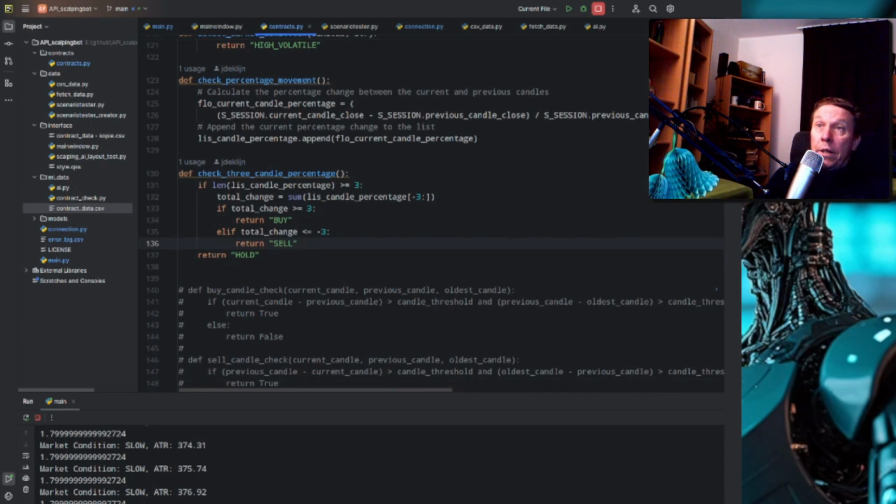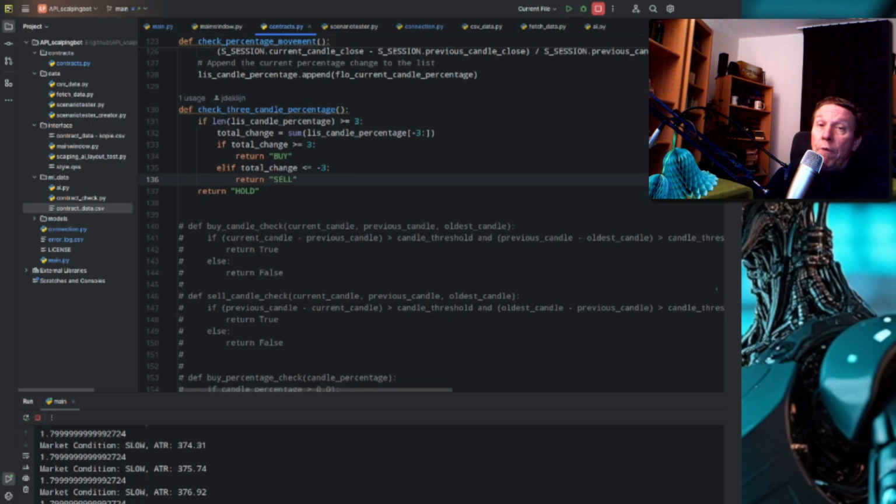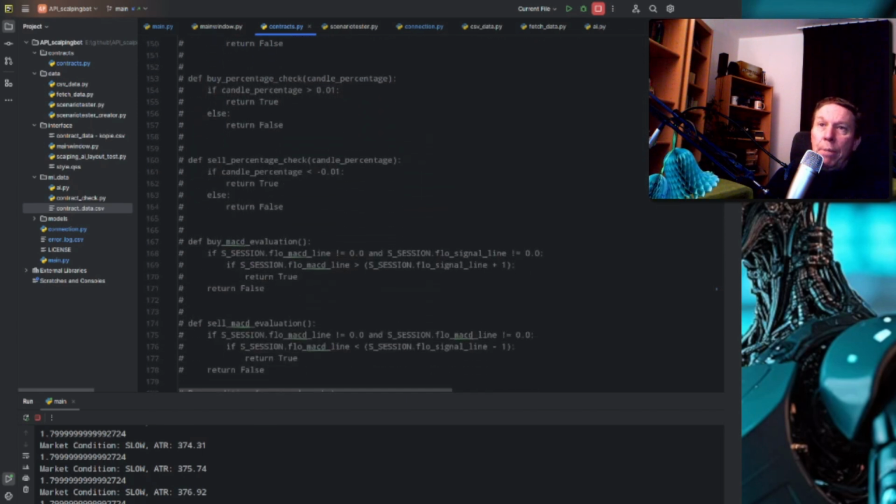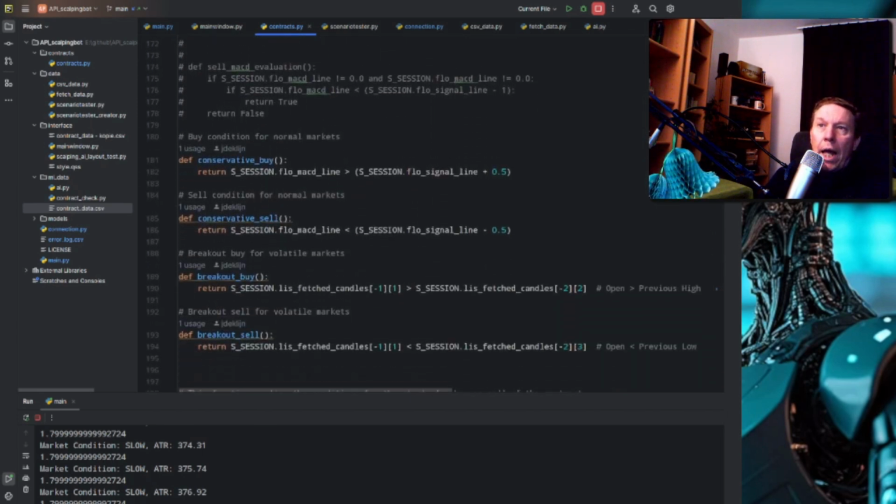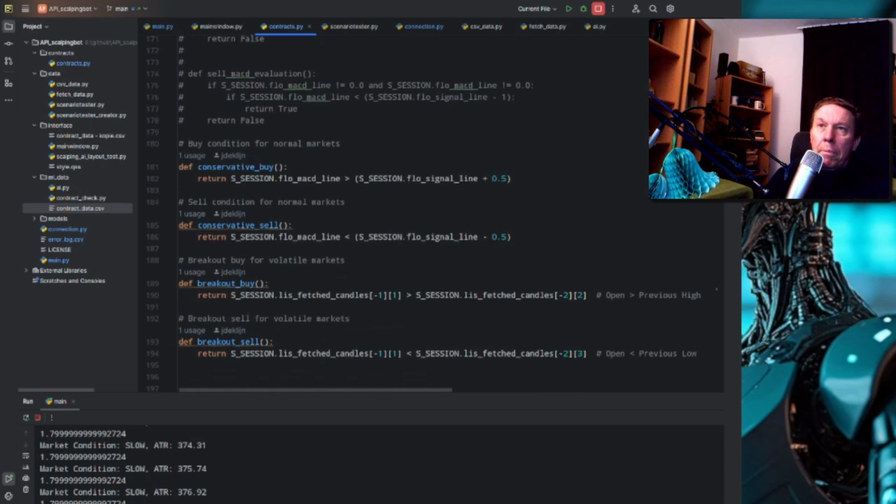Those were the new code from ChatGPT. I disabled the old code, and then we see the decision making based on that strategy. We now see a conservative buy, also new, when the MACD line is bigger than the signal line plus a half, and a conservative sell if the MACD line is smaller than the signal line minus a half.